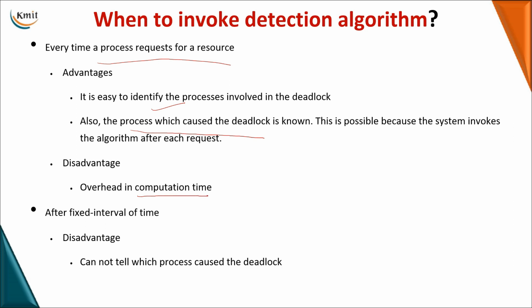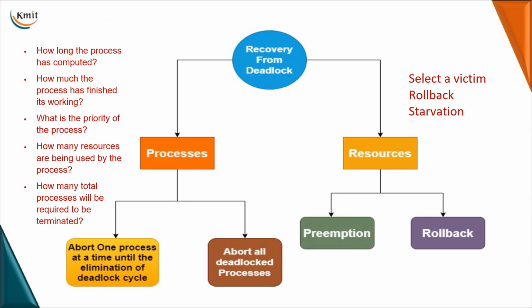So to avoid this problem, what we do is we fix a time. At least every 1 hour or every 2 hours, you run this detection algorithm. But if you are fixing this time, you may get a situation where, within that duration, it might have already caused a deadlock. So that may be the problem. Now, we'll move on to the next one.